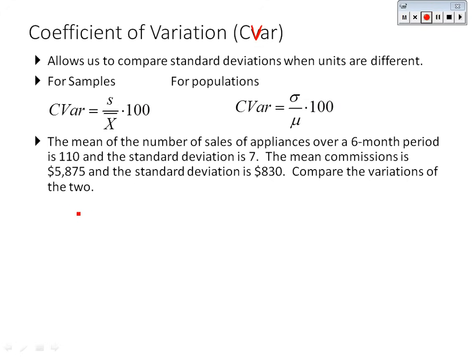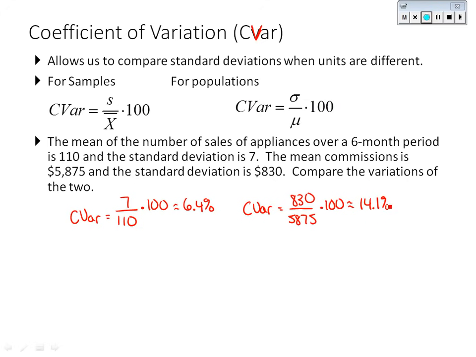So in order to do that, for the appliances, CVAR, we have our standard deviation divided by our mean times 100, and that roughly comes out to be 6.4. Again, we're looking at a percent. Do the same thing for the commissions, and we get roughly 14.1%. So again, now I can actually compare the variation of the two data sets.